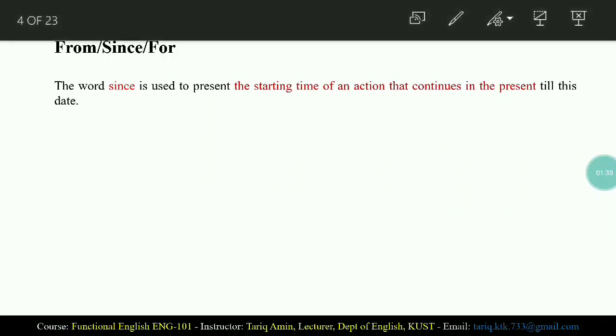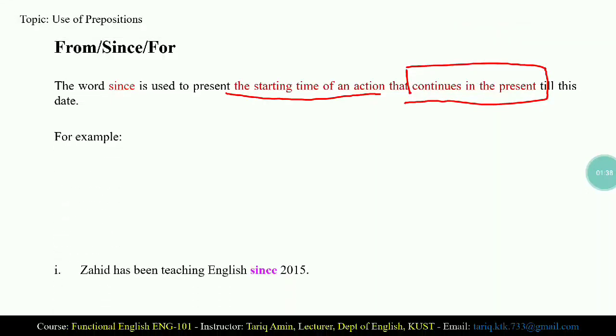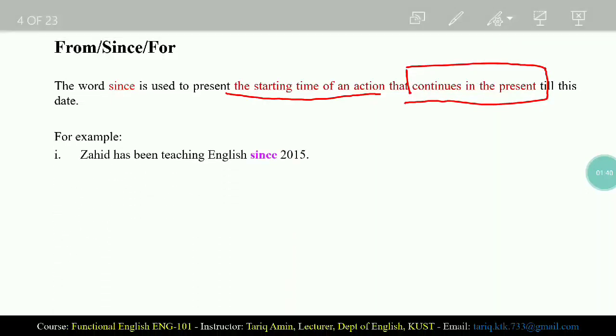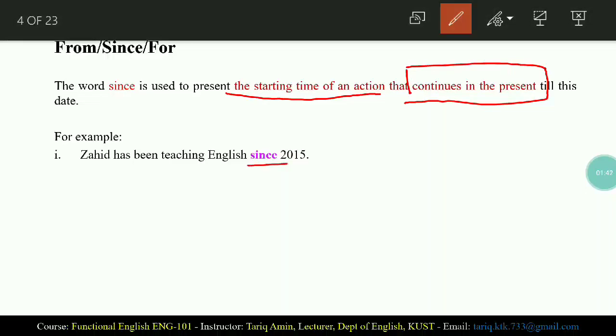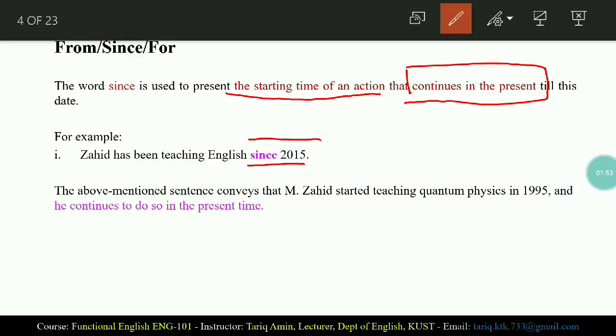The word since is used to present the starting time of an action that continues in the present till this date. For example, Zahid has been teaching English since 2015. It shows the starting point of an action. The above mentioned sentence conveys that Mr. Zahid started teaching quantum physics in 1995, and he continues to do the same in the present time as well.